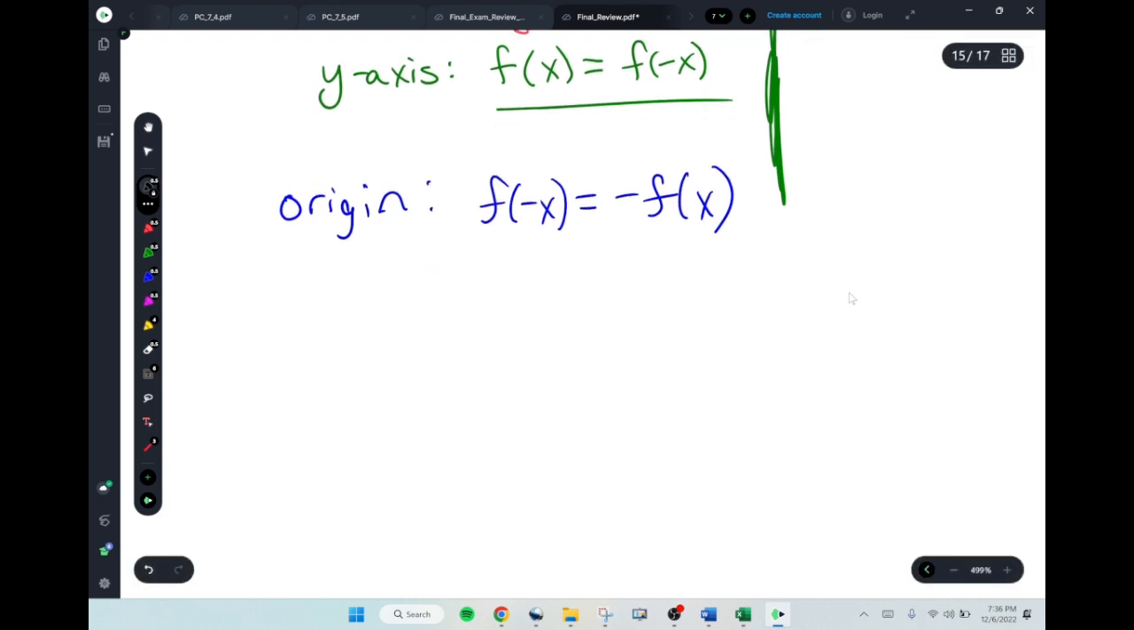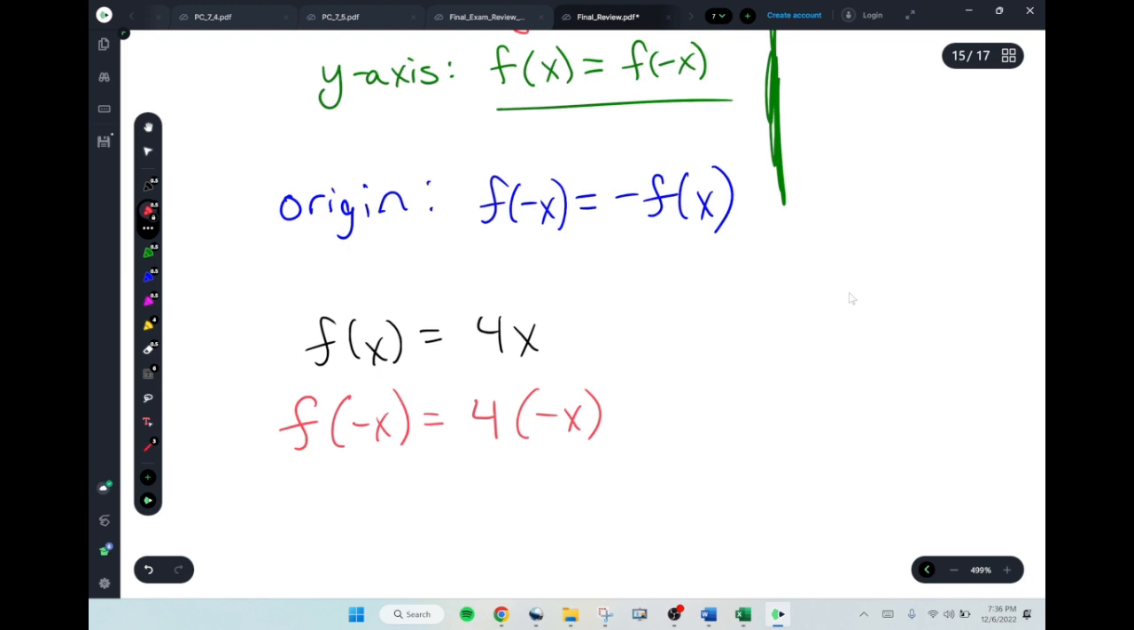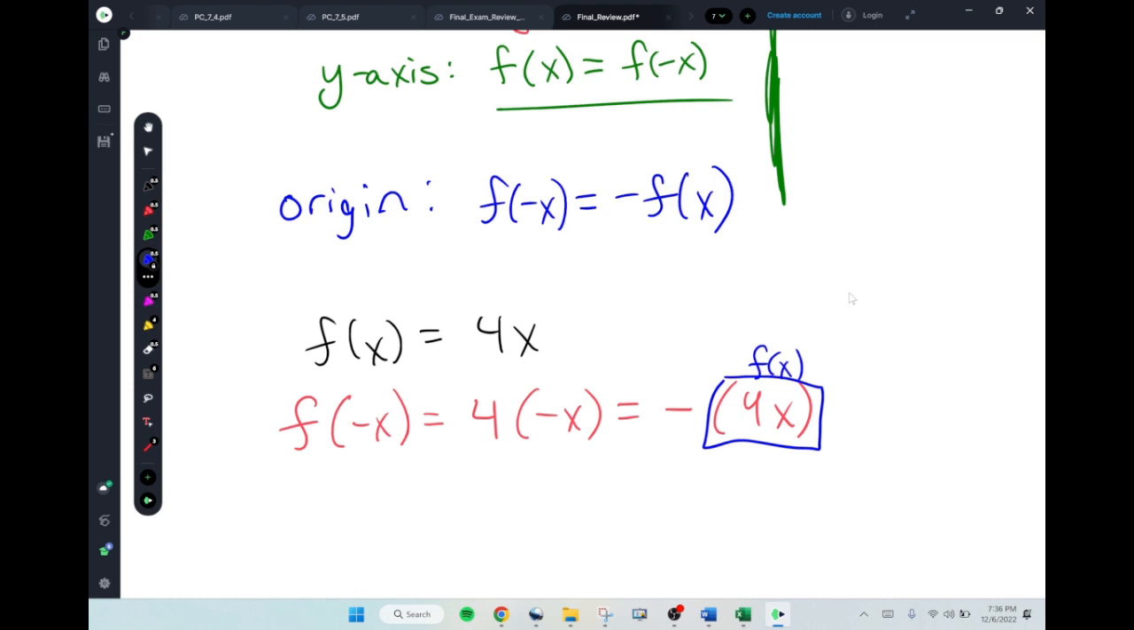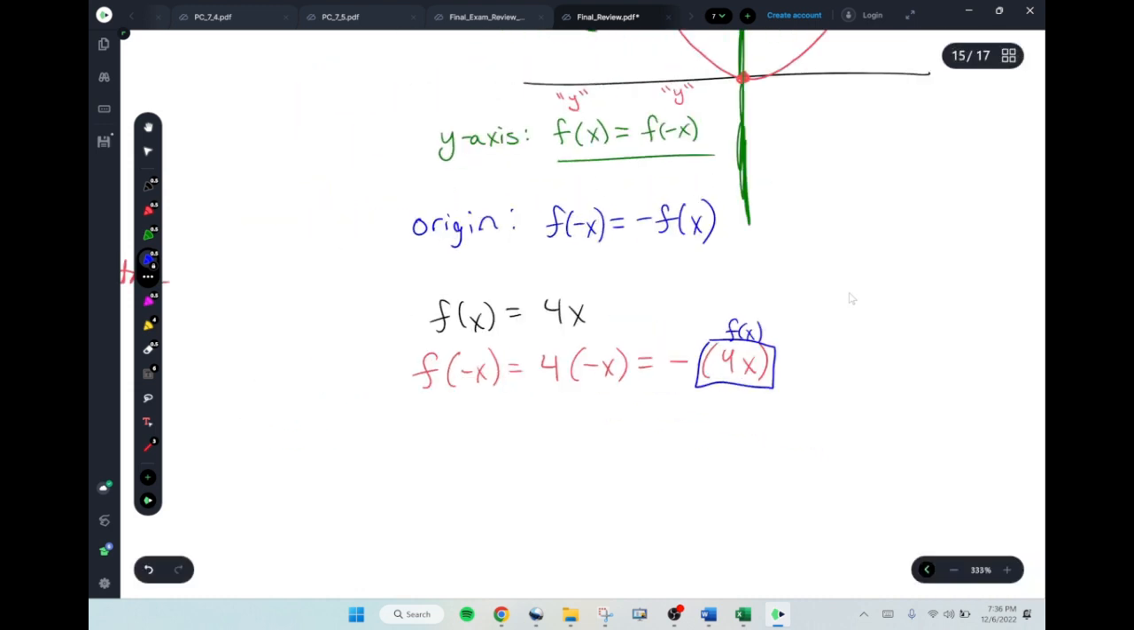Like, think of the line f of x equals 4x. What is f of negative x? 4 times negative x. Is that the same thing as negative 4x? And 4x was f of x, right? Technically, isn't this f of x right up there? So it's negative f of x. Huh, look at that. Now here's the kicker.